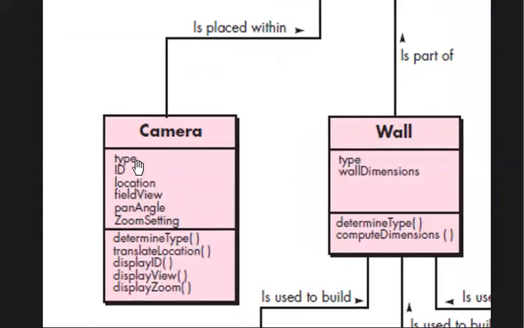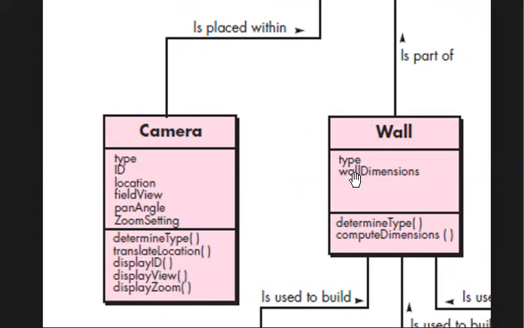For the camera, you're going to have the type of camera that is used for security, the CCTV footage that you'll be recording, the type, the ID of the camera, the location where this camera is recording, where you're going to have the field of view or pan angle, whether you can zoom in. These are the different attributes. Now the operations for the camera are determining the type, the location, the display ID that will be displayed, what type of view it is, whether you're going to have thumbnail displays, or whether you can zoom in the display. So these are different operations for the camera.